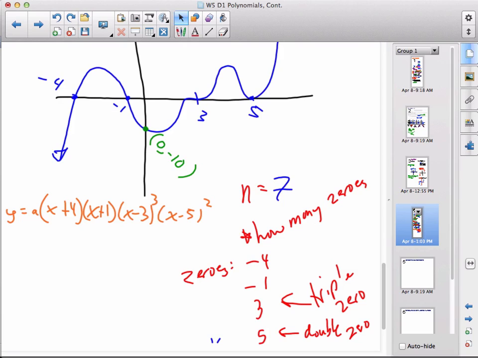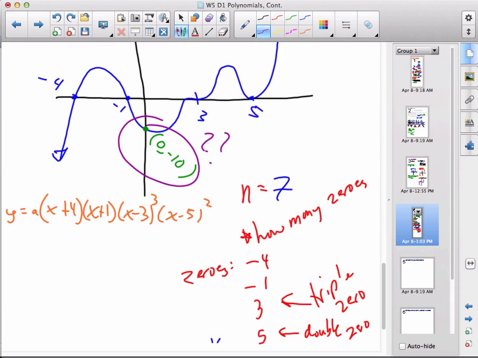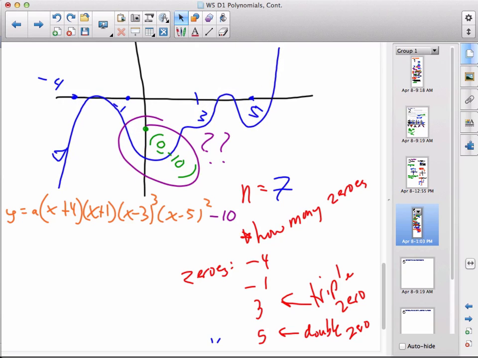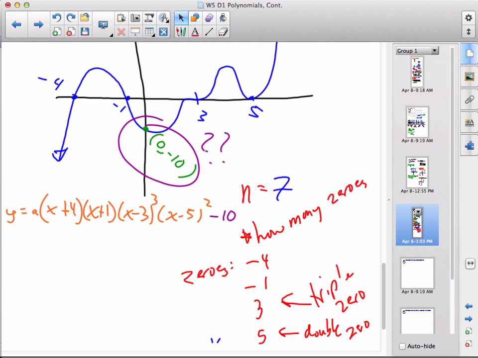So this is a nice place for us to end the day. Wait, why not minus 10? Let's think about it. We basically have to say, how do we get it through this point? We know how to treat our zeros, but we want to know how to get it to this point. I like the idea of shifting it down by 10, but if I do that, then none of those zeros are valid.